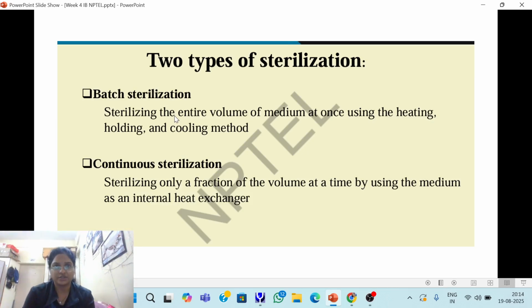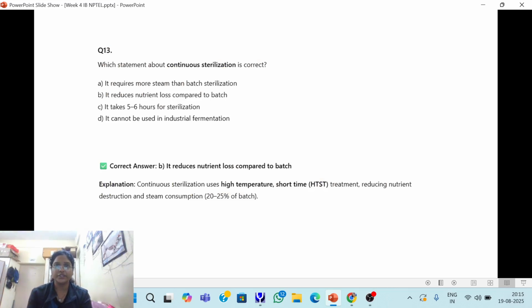Two types of sterilization. One is batch sterilization, that is sterilizing the entire volume of medium at once using the heating, holding and cooling method. And second is the continuous sterilization, where sterilizing only a fraction of the volume at a time by using the medium as an internal heat exchanger. So what happens in batch sterilization? The entire volume of the medium is sterilized at once by using heating, holding or cooling method. Whereas in continuous sterilization, a part of a volume at a time is sterilized using internal heat exchanger. That is what happens in continuous sterilization.